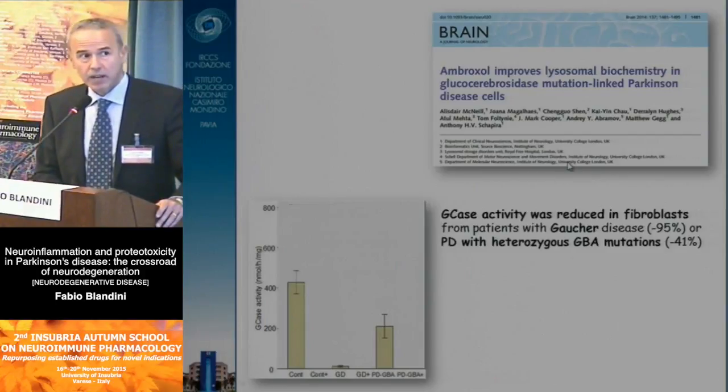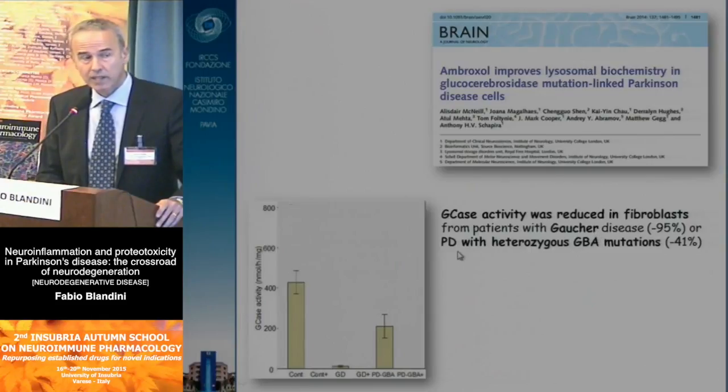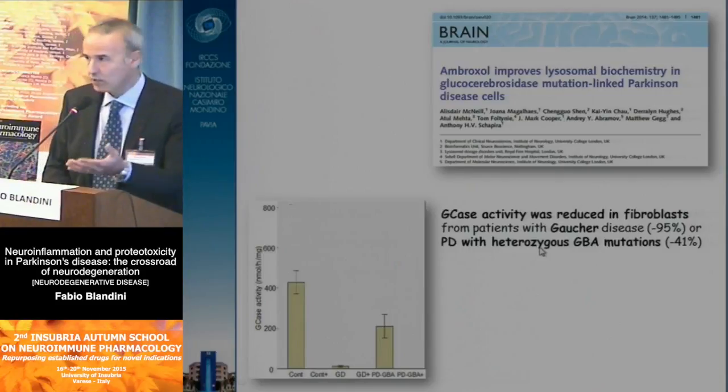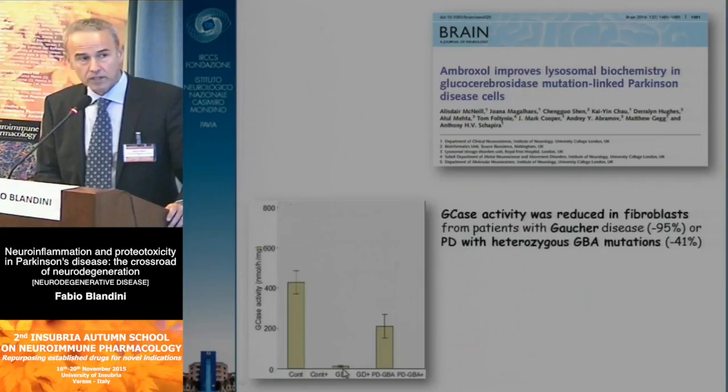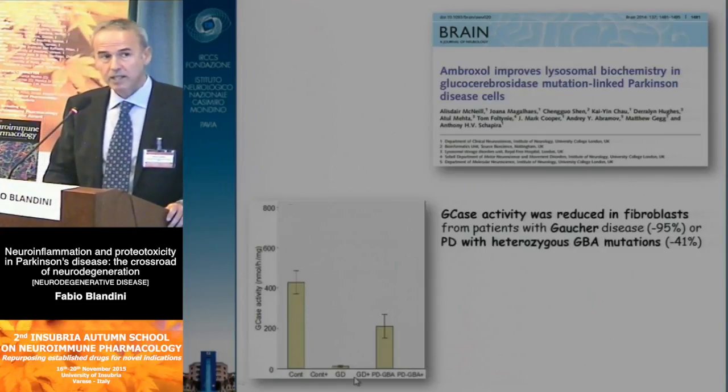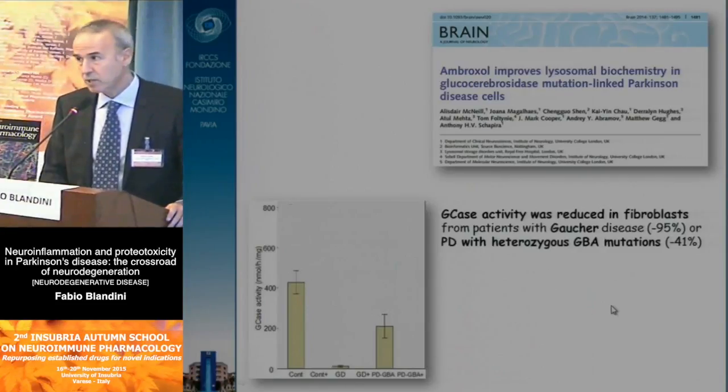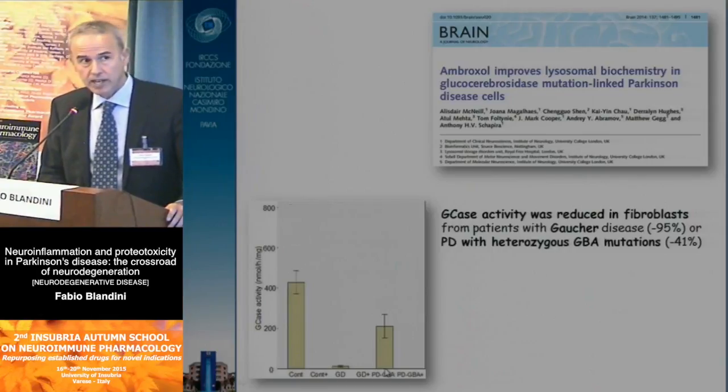But anyway, studying the fibroblasts of subjects with Gaucher disease or Parkinsonian patients with heterozygous GBA mutation, they found, as was obvious, that there was a huge reduction in the activity. This is the activity in controls. Okay, this is the Gaucher disease. You can see that there is basically a disappearance, so a 95% reduction in the activity of GCase. In PD patients with heterozygous GBA mutation, there was a 41% decrease in the activity.